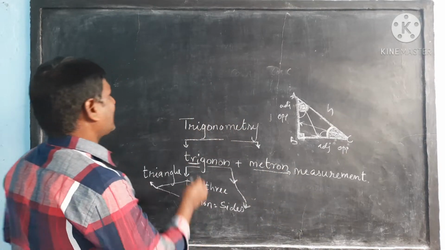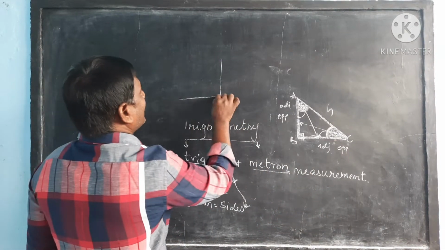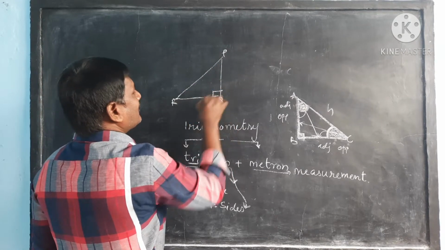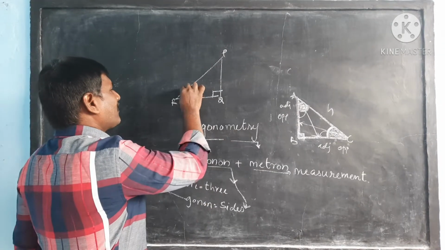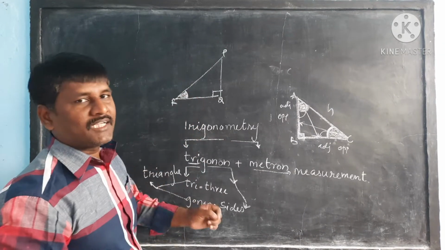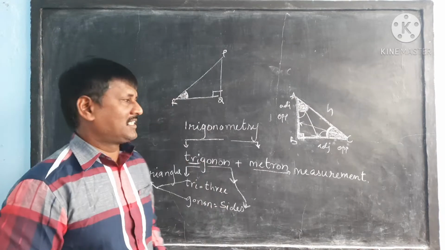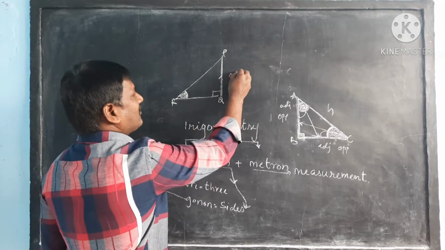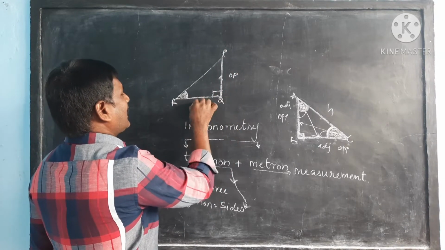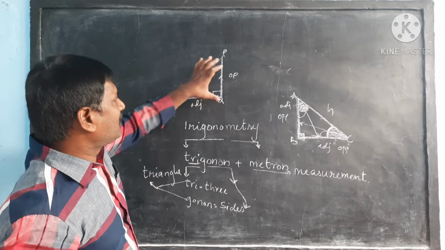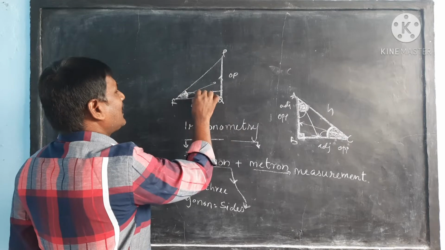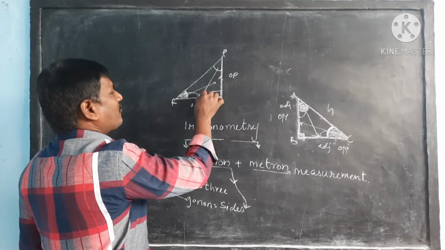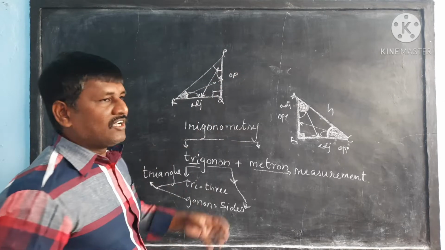Now let us discuss another triangle to understand it better. Let it be triangle PQR, where angle Q is the right angle. Now consider angle R. For angle R, PQ is the opposite side and RQ is the adjacent side. For angle P, RQ is the opposite side and PQ is the adjacent side. So this is the concept.